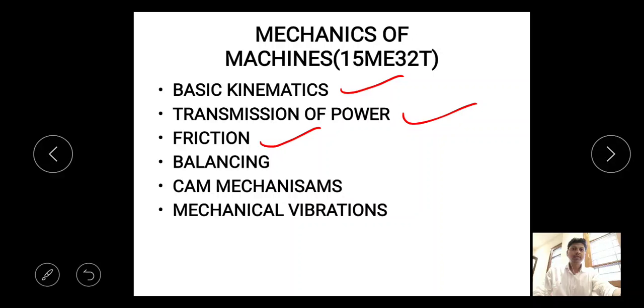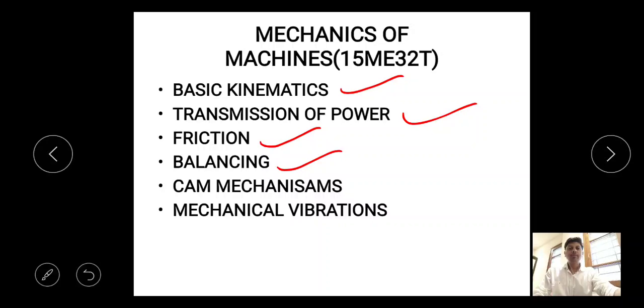Then we'll be discussing the next chapter, balancing. What is balancing? That is balancing of different masses. When different masses are rotating, how do you balance them, that we will be studying in the balancing chapter. It consists of around 10 marks problem and 10 marks theory.